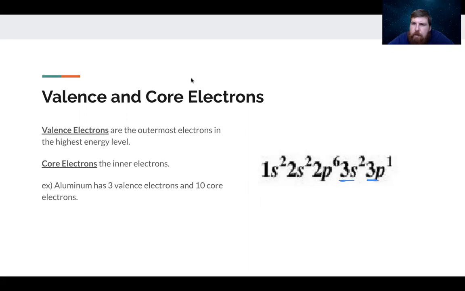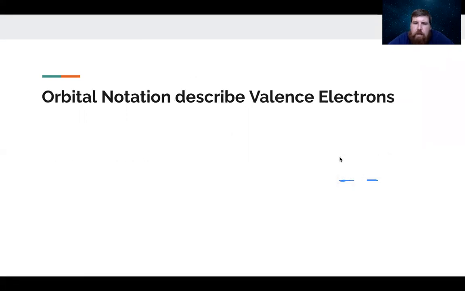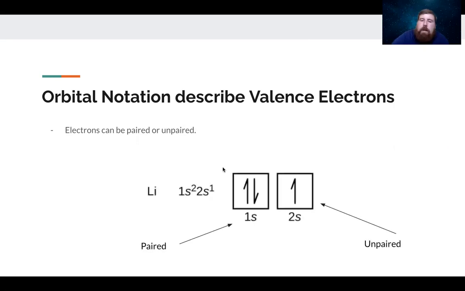All right, cool. Now, what we're going to transition into here is describing valence electrons and the orbital notation. Let me clear my drawings here. Once again, establishing some vocabulary, we can have paired or unpaired electrons. If I were to look at lithium, the electron configuration for lithium is 1s2, 2s1. Notice the 2 electrons in the 1s subshell are paired. They have opposite spins, so we draw them spin up and spin down, whereas the electron in the 2s subshell is unpaired. It doesn't have a partner.